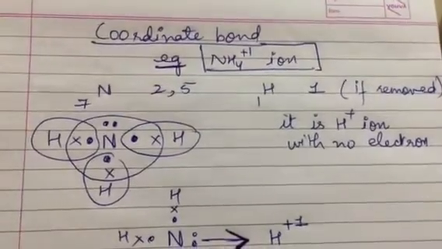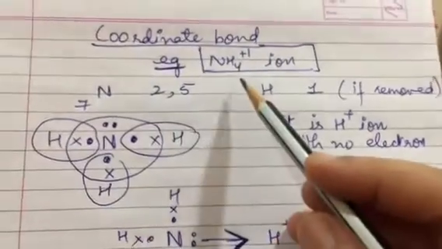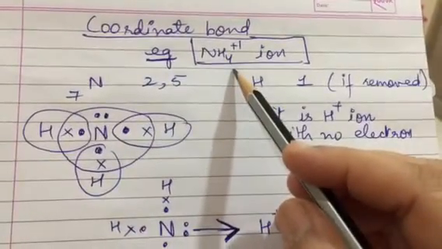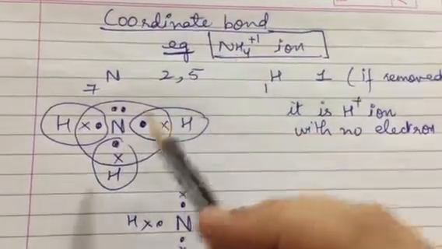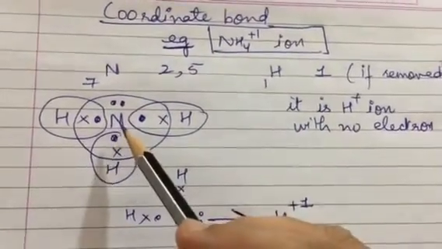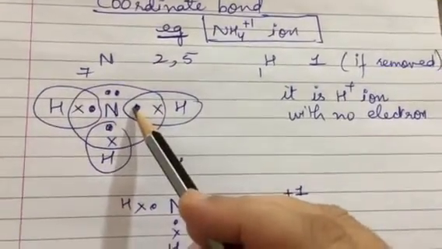Let us understand how a coordinate bond is formed. Here we are taking the first example of the ammonium ion. Now in the ammonium ion, the central atom is the nitrogen atom. The nitrogen atom has 5 electrons in its valence shell.